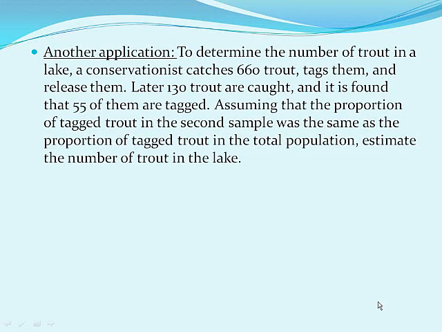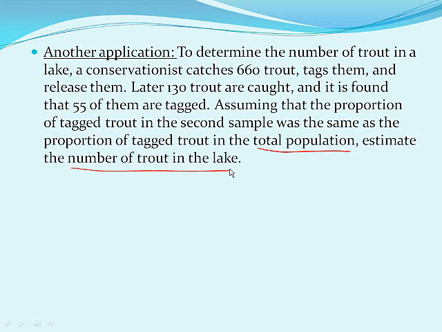Here is another example. To determine the number of trout in a lake, a conservationist catches 660 trout, tags them, and releases them. Later, 130 trout are caught, and it is found that 55 of them are tagged. Assuming that the proportion of tagged trout in the second sample was the same as the proportion of tagged trout in the total population, estimate the number of trout in the lake.